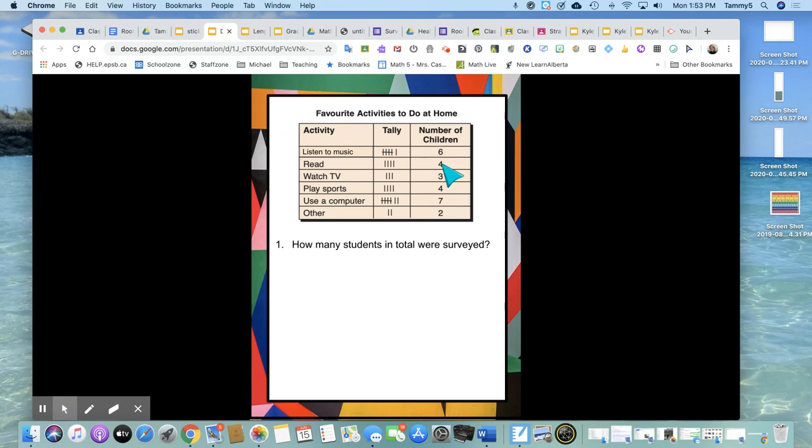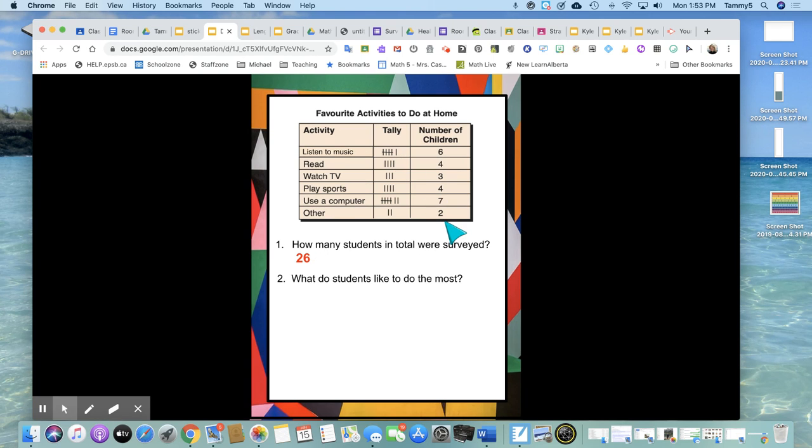plus 4 people said reading, that's 10. Then I would actually even look for another 10. So there's a 3 and I see a 7. I know 3 plus 7 is 10. So 3 plus 7, 10, plus another 10 is 20, plus 4 is 24, plus 2 is 26. Okay, that's how you would figure out how many students in total were surveyed. You're just looking at how many students answered for each of the different categories.